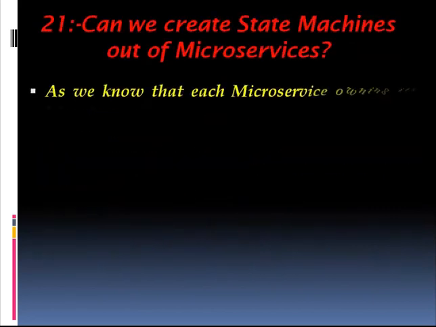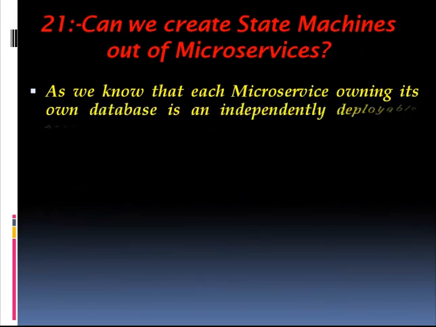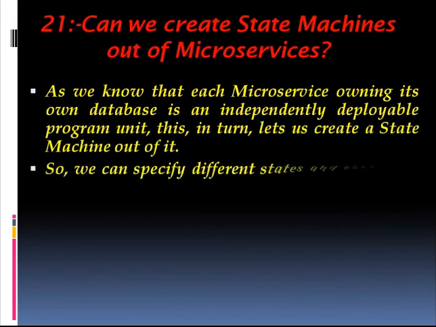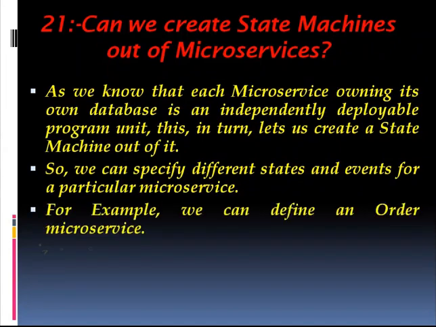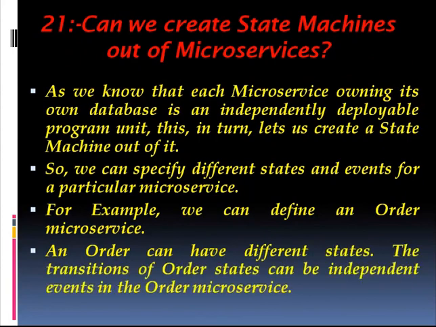Can we create state machines out of microservices? As we know, each microservice owning its own database is an independently deployable program unit. This in turn lets us create a state machine out of it. So we can specify different states and events for a particular microservice. For example, we can define an order microservice. An order can have different states. The transitions of order status can be independent events in the order microservice. So, can we create state machines out of microservices? Yes, we can.